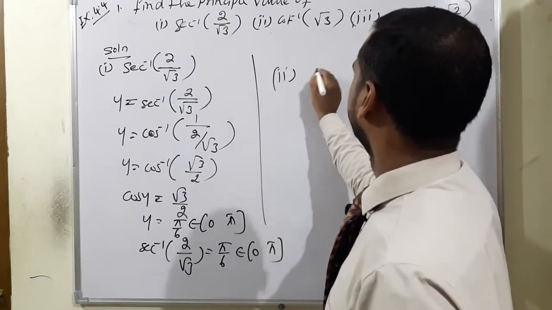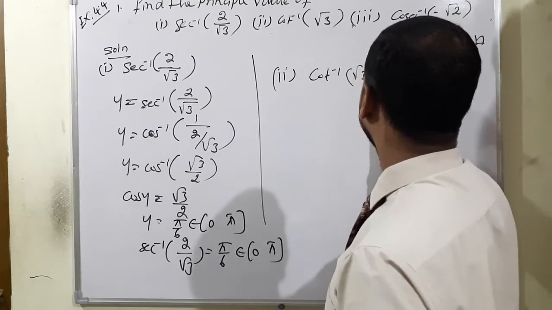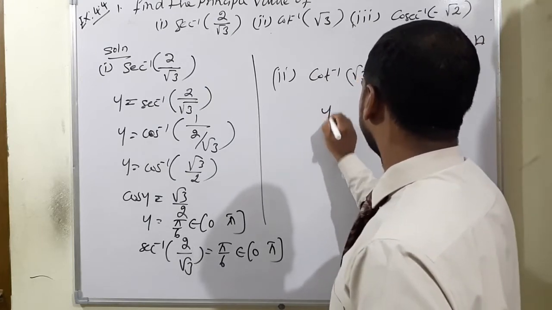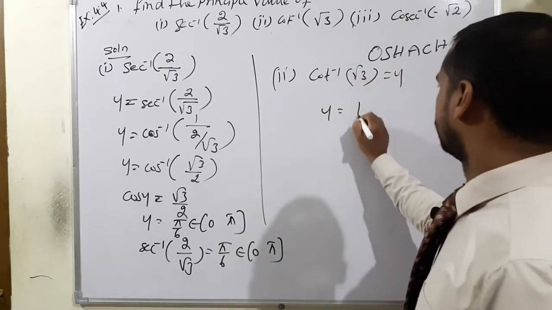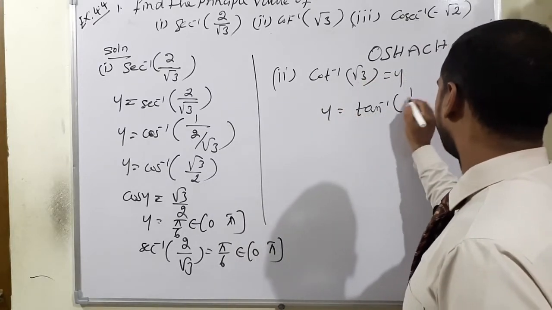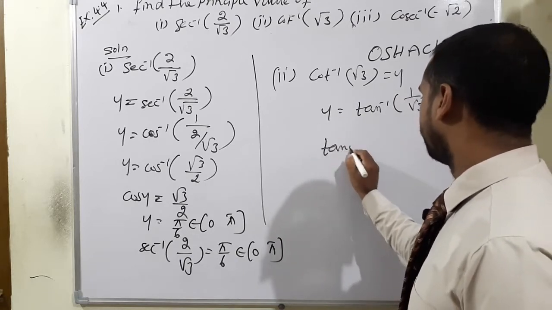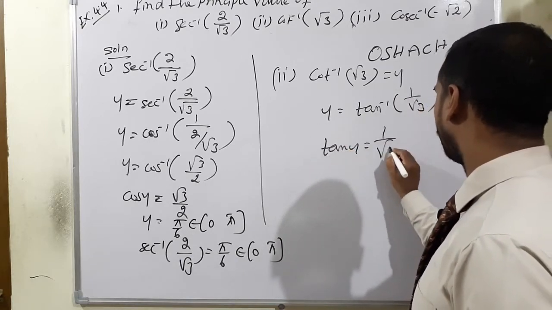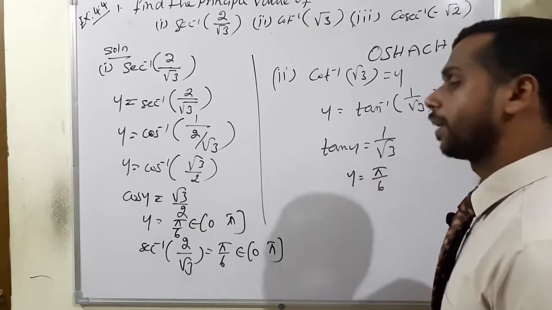So subdivision 2, cot inverse of root 3. This is considered for y, which means y is equal to cot inverse of root 3. Cot is the reciprocal of tan, isn't it? Therefore, tan inverse of 1 by root 3. Bringing out the opposite side, tan y is equal to 1 by root 3. Therefore, y is equal to pi by 6, isn't it?